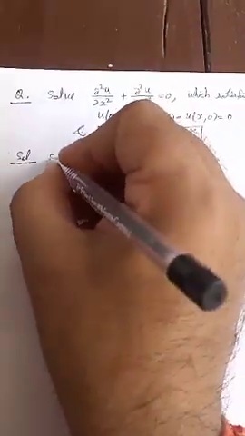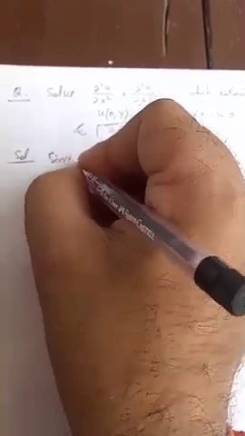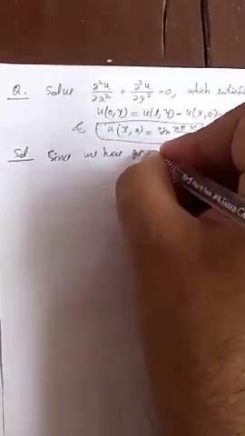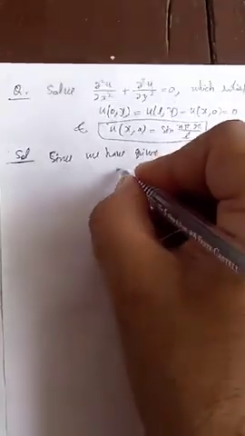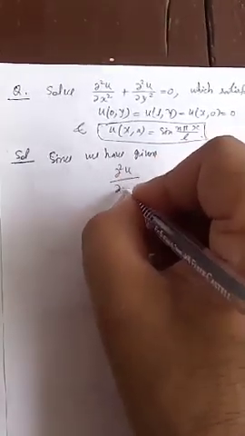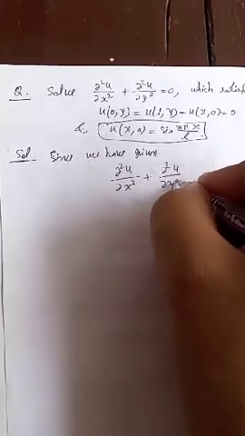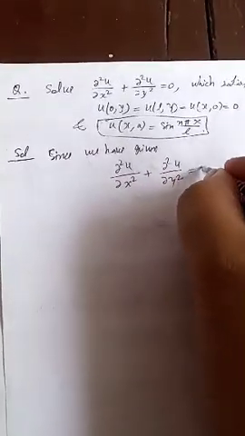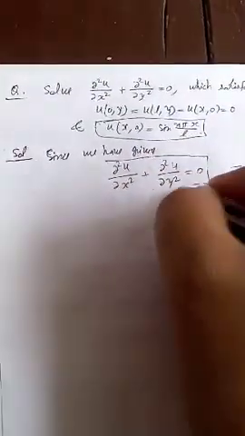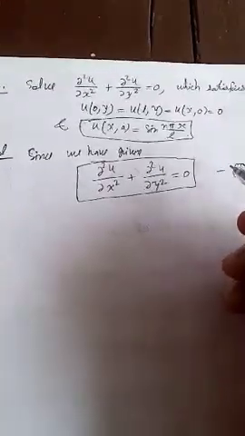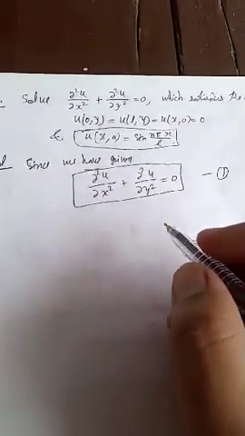Since we have given del 2u over del x square plus del 2u over del y square equal to 0. This will be equation number 1. This is the standard form of the Laplace equation.